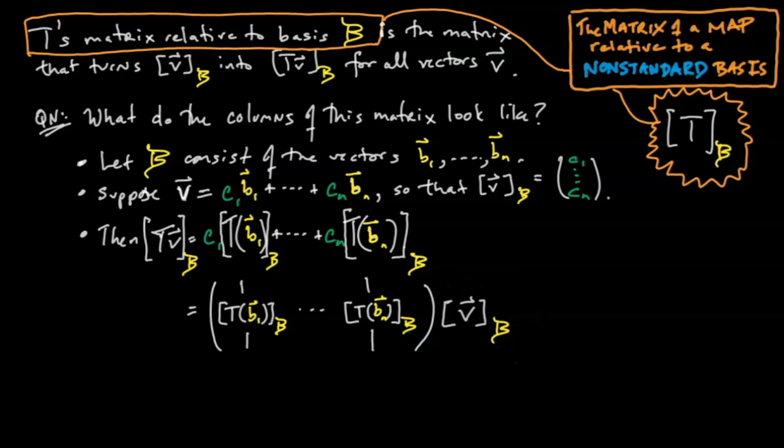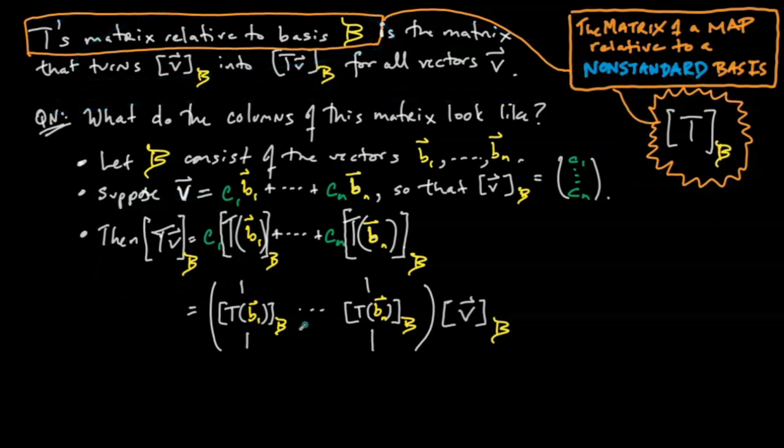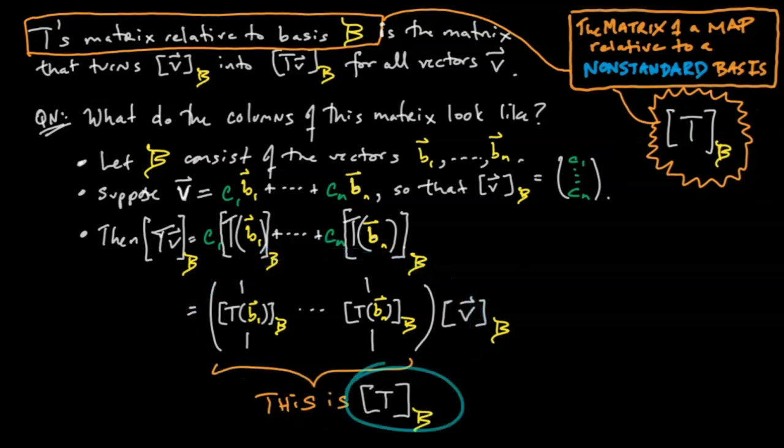But look what we have now. Look what this matrix has done. This matrix is turning V's B coordinates into TV's B coordinates. And that is exactly what the matrix we want is supposed to do. So that means this guy right here, this is linear map T's matrix relative to B. Now we can answer our question, what do the columns of that matrix look like? Well, we're staring at them. They are, precisely as we guessed before, the images of the B vectors expressed in B coordinates. And that is what you want to remember here. Don't try to think of it in terms of these awful symbols with brackets and subscripts of subscripts and so on and so forth.